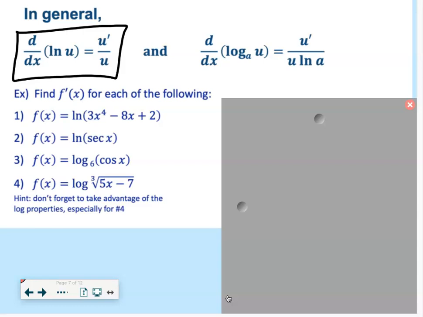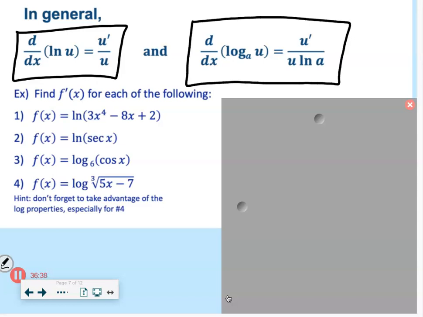Now, we haven't talked about logs that aren't base e. The formula for the derivative of log base a is u prime over u ln a. It's almost exactly the same as u prime over u. By the way, if I wrote this as u prime over u ln e, would that be wrong or would that be okay? That would be okay. Why? Because ln e is 1, right? So it works for e as well. It's just that nobody writes the ln e because it's just 1.